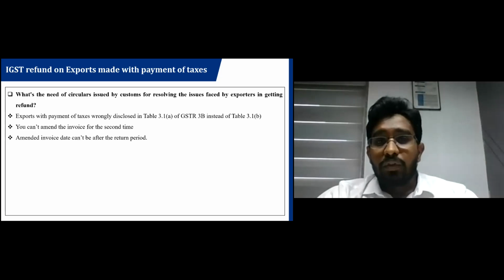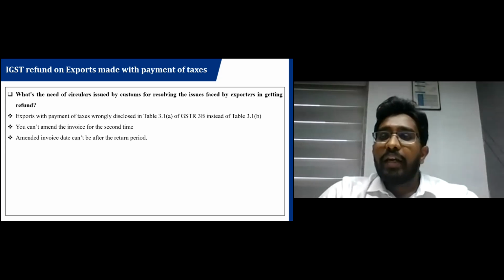Now you can't amend GSTR 1 by amending the date of invoice as 15th July 2021, because the return period is June 2021. The invoice date must be on or before 30th June 2021 only. The system won't take an invoice date after 30th June 2021. In such cases also, you can't amend GSTR 1.